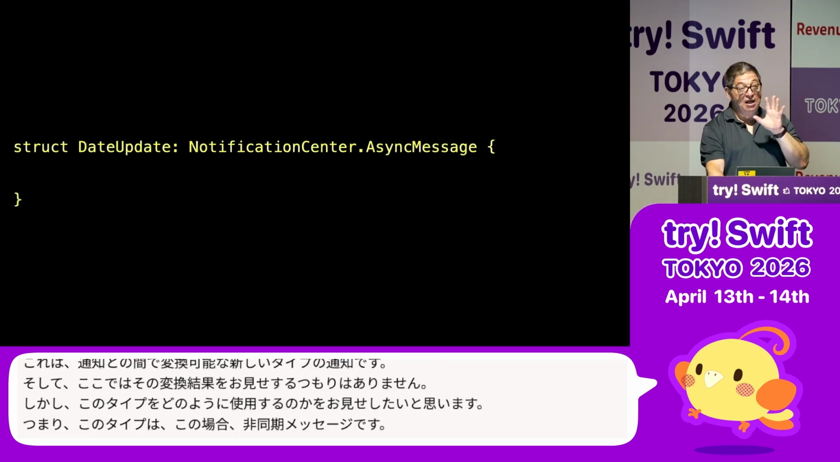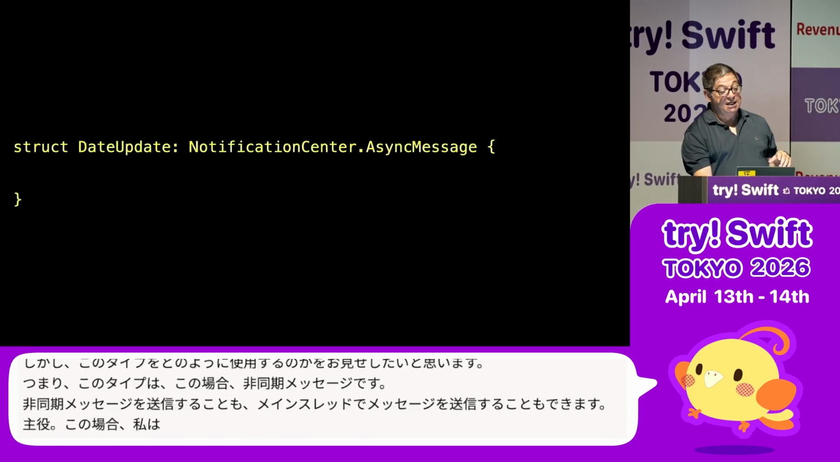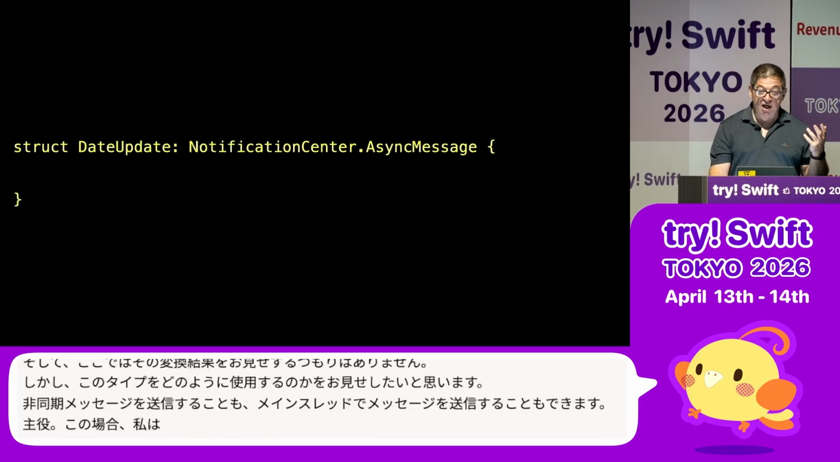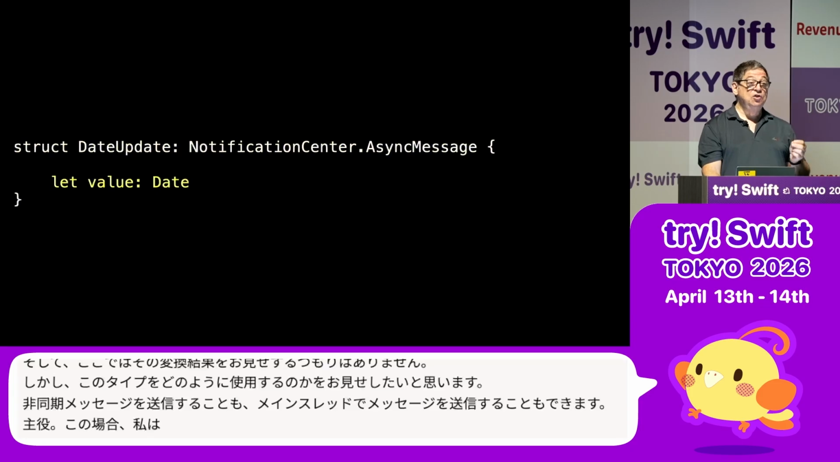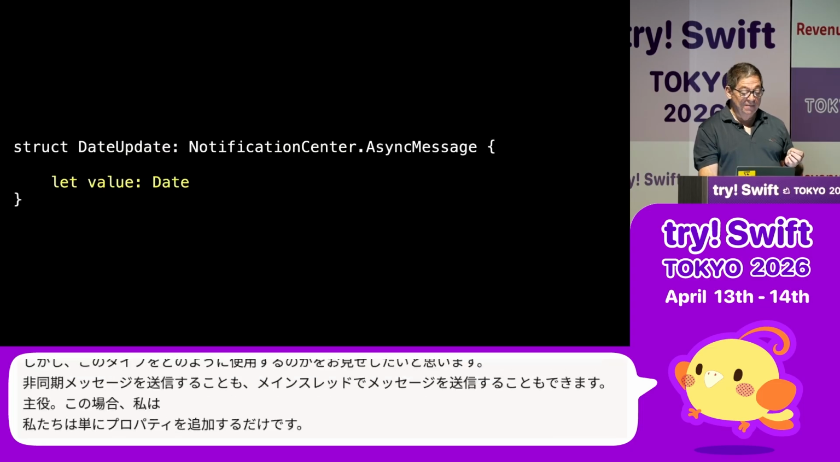You can send an async message, or you can send one on the main thread, on the main actor. In this case, I'm calling it date update. It's of this new type. And so instead of having a user info dictionary, we just add properties. This just looks like a regular Swift type. And so I've got this struct that contains this value type. This is sendable. This is really safe.